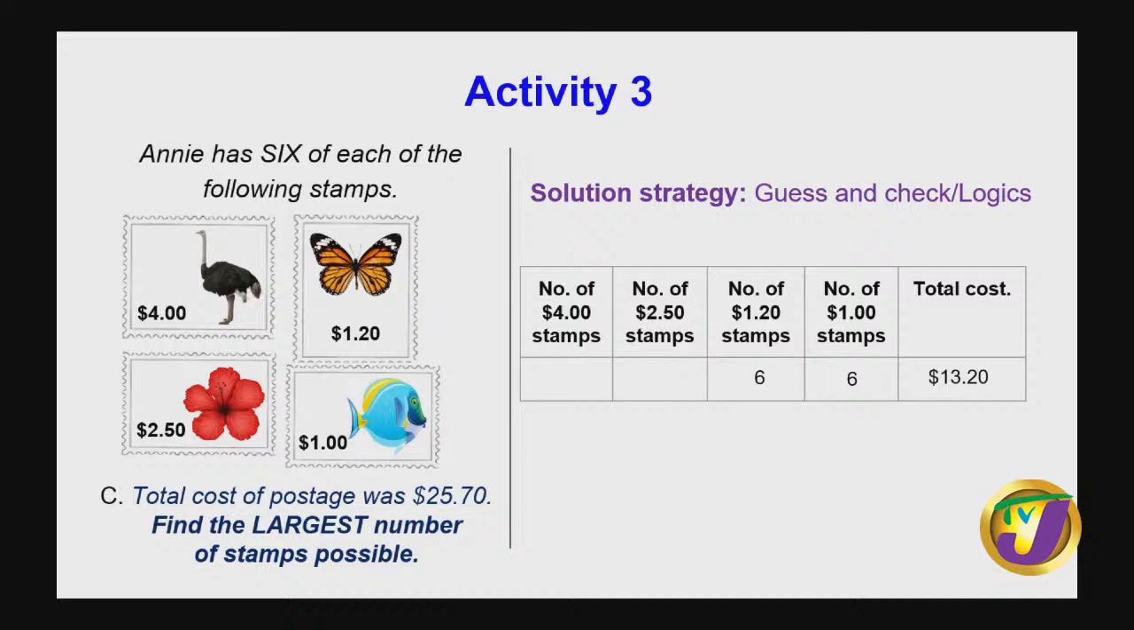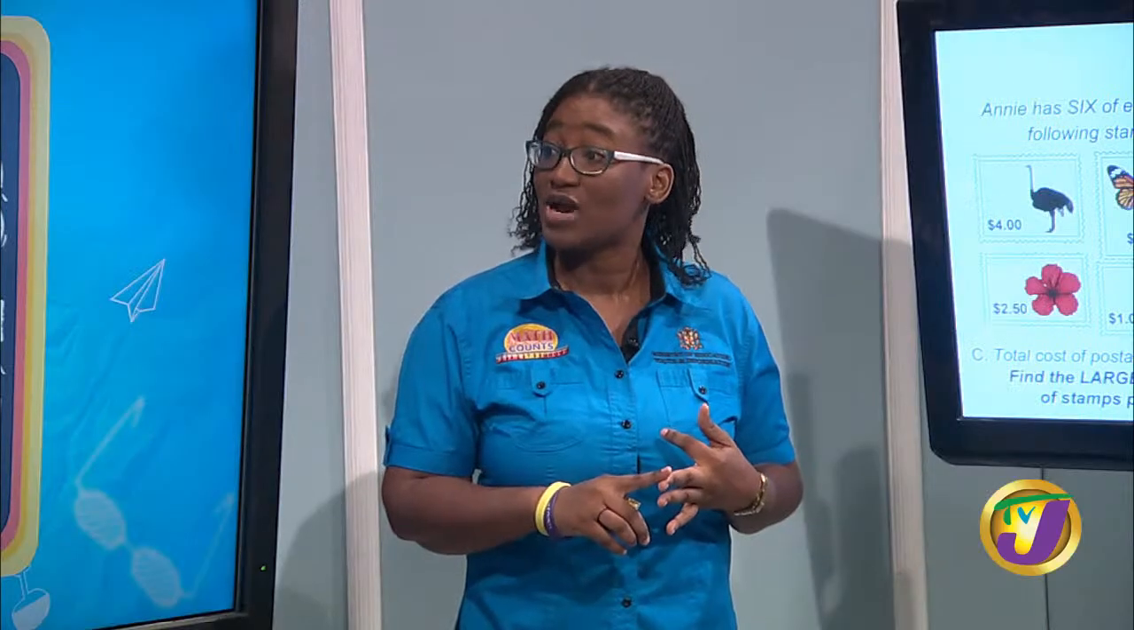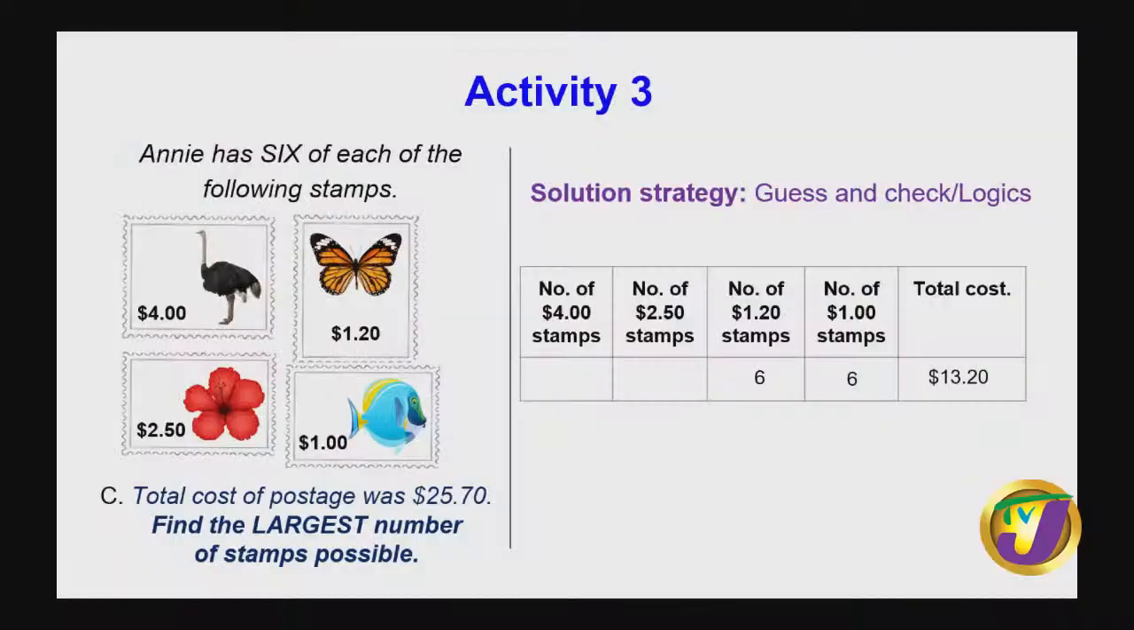All right, number of $2.50 stamps, we did say we have to use an odd number. So either 1, 3, or 5. Yes. So guess what? For the largest number of stamps, let's run with 5. Let's run with 5. We reach the total. Question done.